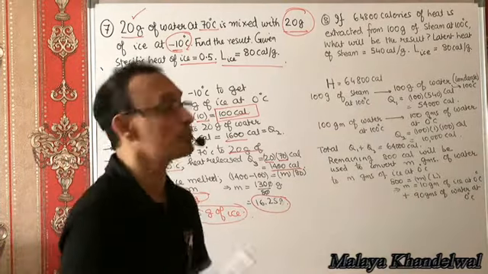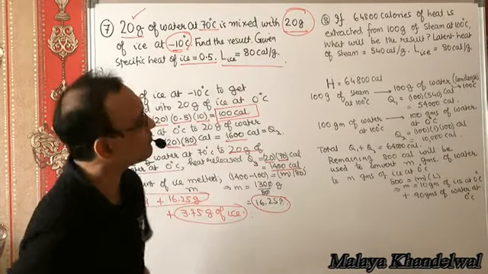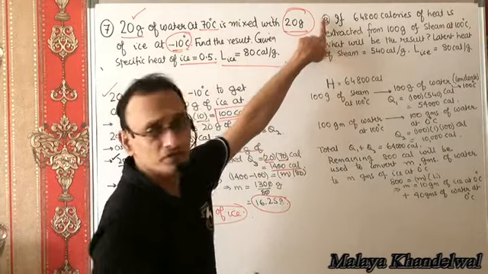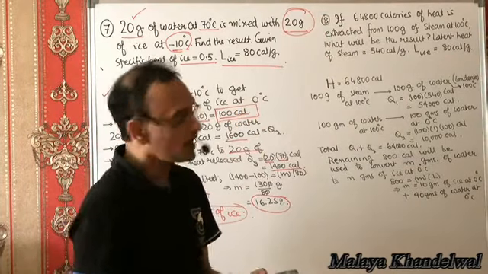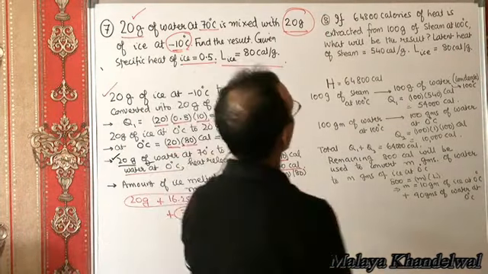That's the final result. Let me look at another problem. So we have problem number 8. We have 64,800 calories.